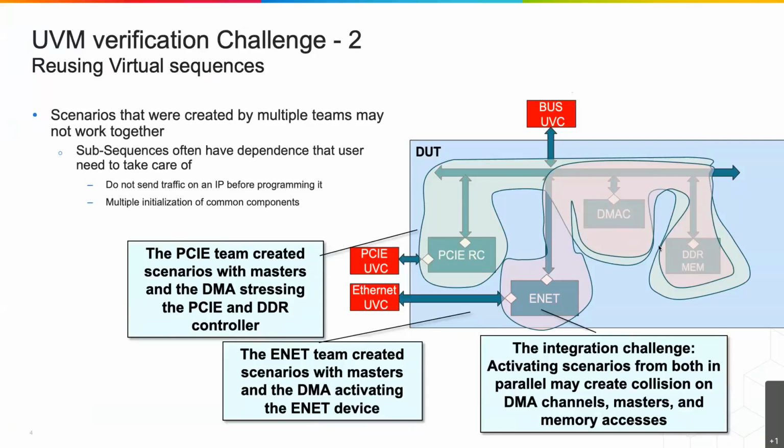One logical approach is to start reusing the virtual sequences that have been previously developed and tested at the subsystem level. However, such virtual sequences are often unusable due to resource collisions and multiple random initializations that they may have.